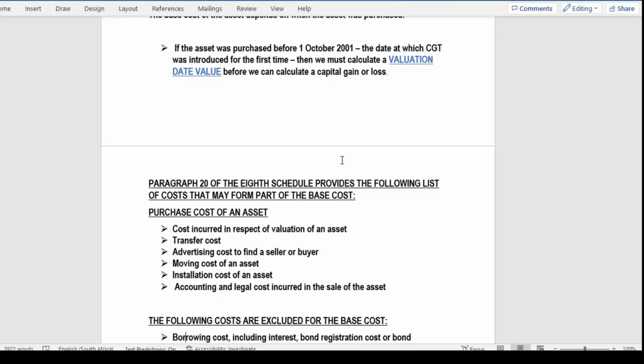All right, here's what happened. We used to have what's called the secondary tax on companies before, and it was replaced by the CGT on the 1st of October. So you need to be careful about the purchase date of an asset. Any asset that has been purchased prior to the 1st of October 2001, they're going to give you that intentionally just to test if you understand the process of how you're going to get to your valuation date. So it means that there's a process that you have to follow. You just don't take it as it is. But any asset that has been purchased on the 1st of October onwards, you're just going to take the cost of that asset as it is.